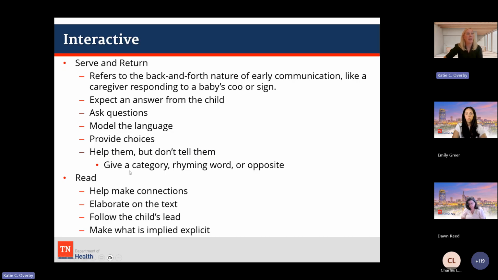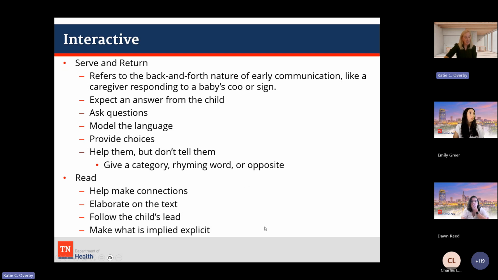Also giving them help. So not telling them the answer, but instead, I'm thinking of something that helps people if there's a fire or an accident. So giving them a category, or I'm thinking of a word that rhymes with door or whatever, giving them the opposite of things. I'm thinking of a treat that's really cold, and letting them come up with the answer themselves.